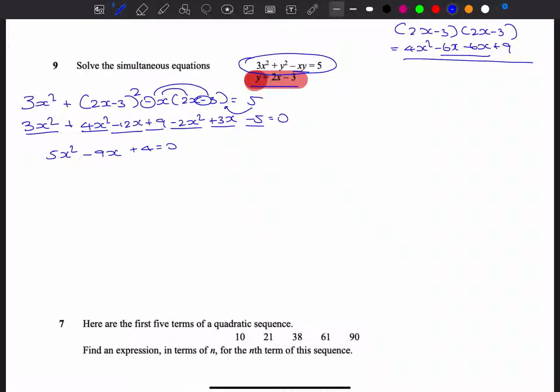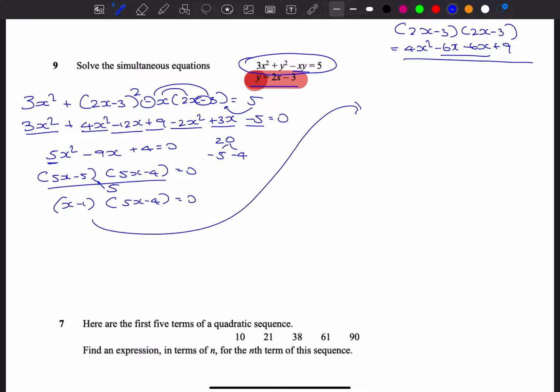Can I divide it by any number? Not really. 5 times 4 is 20. Factors of 20 that make 9: 5 times 4, minus, minus. So (5x minus 5)(5x minus 4) is equal to 0. So divide everything by 5, remember, because of this number. This will divide here. x minus 1, 5x minus 4 equal to 0. In this case, x is equal to, not minus 1, x is positive 1, or x is 4 over 5.